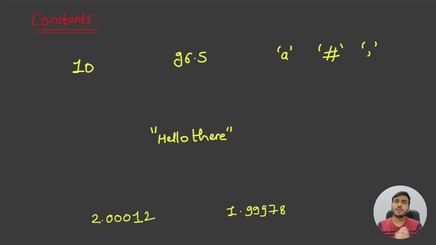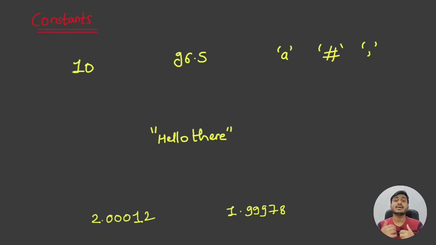Now let me quickly give you a standard definition of constant in C++. So constant is something which never changes. So for example, 10 is always going to be 10. Small a is always going to be small a. Okay. Hello there is always going to be hello there. So these values will never change. They will always remain the same.